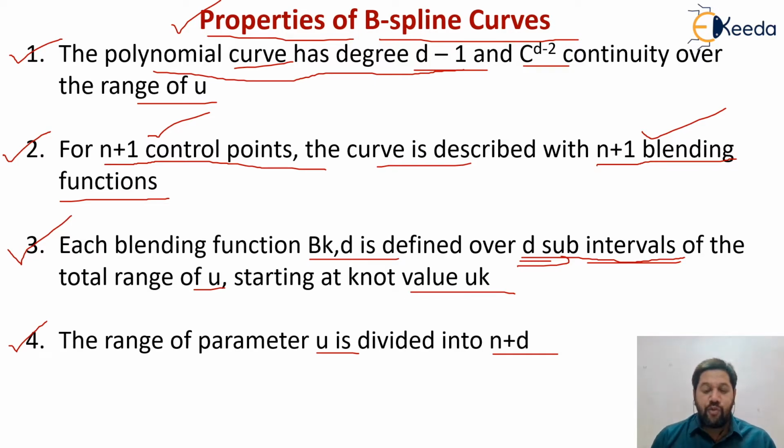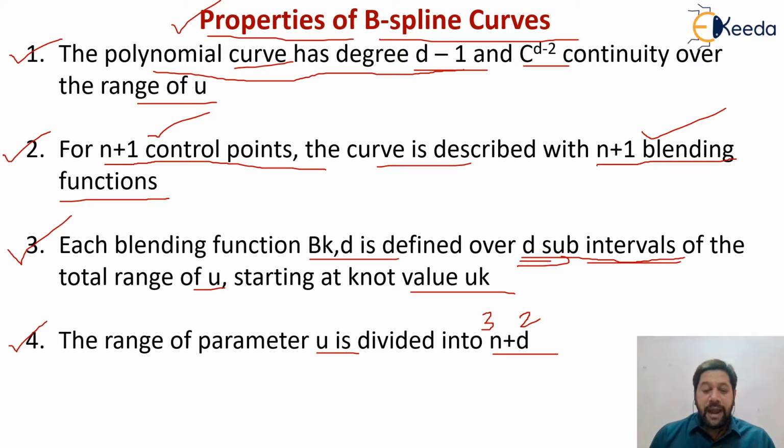I'm having 3 control points and 2 sub intervals. So n is equal to 3, I'm having 3 control points, and the sub intervals are 2. So there are the 3 control points and the 2 sub intervals.